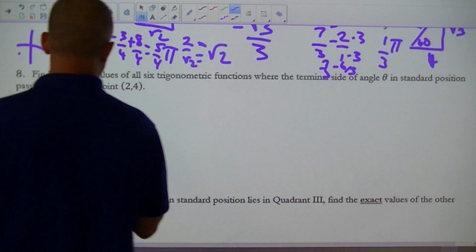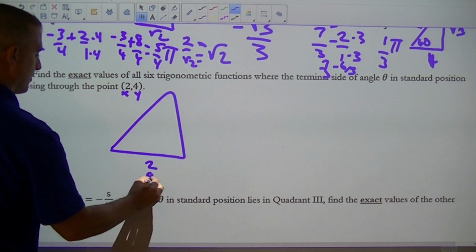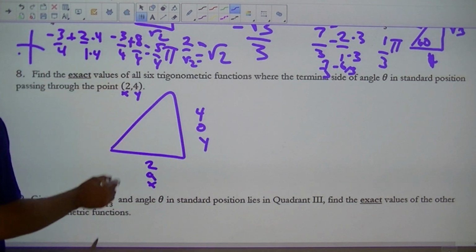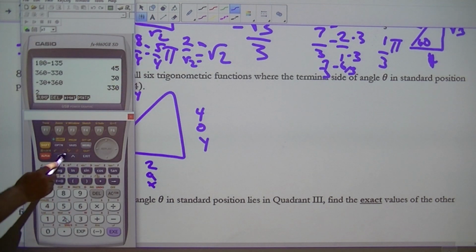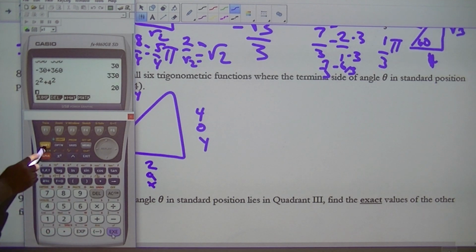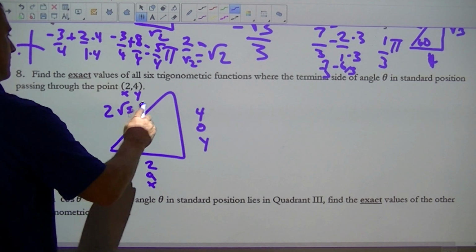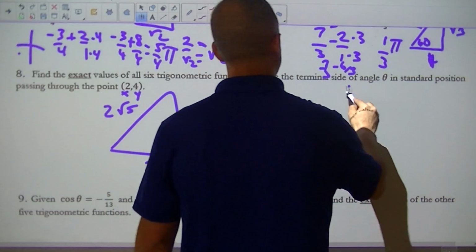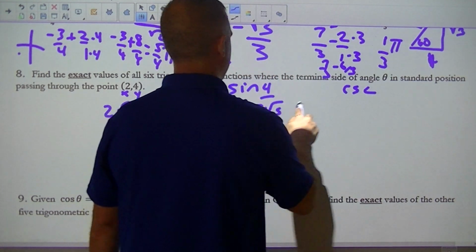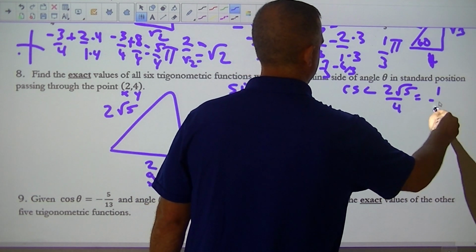Moving on to 8. The idea here is this is x, this is y. So A and x, O and y. I can do the Pythagorean Theorem for that. Always do the Pythagorean Theorem as positive. 2 squared plus 4 squared would be 20. Take the square root of 20. That's 2 square root of 5. So sine would be 4 over 2 square root of 5, and cosecant would be 2 square root of 5 over 4, which would reduce to 1/2.